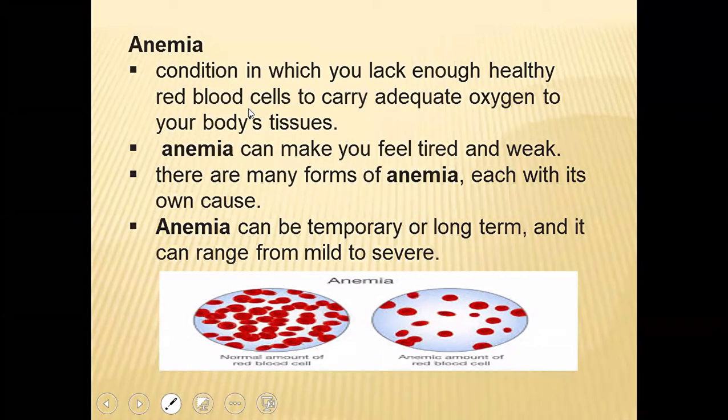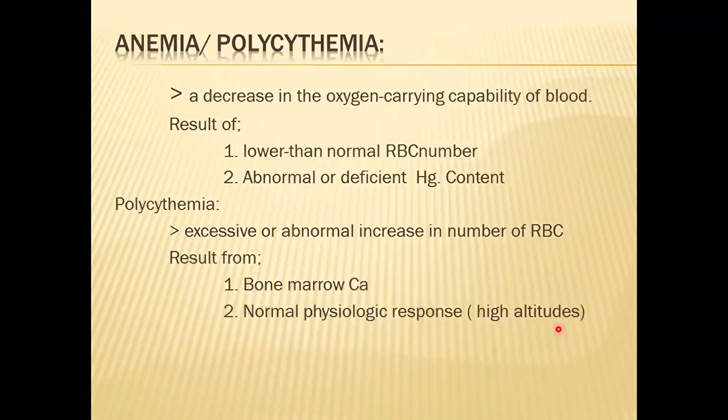This is the microscopic appearance of a normal amount of RBC in the field, and this one is an anemic amount of RBC. Medical technologists know this; looking at this blood smear, you know. So anemia is a decrease in the oxygen carrying capacity of the blood resulting from a lower than normal number of RBC or abnormal or deficient hemoglobin content.